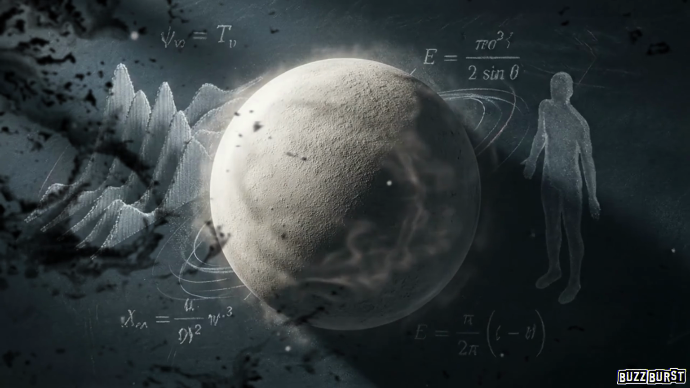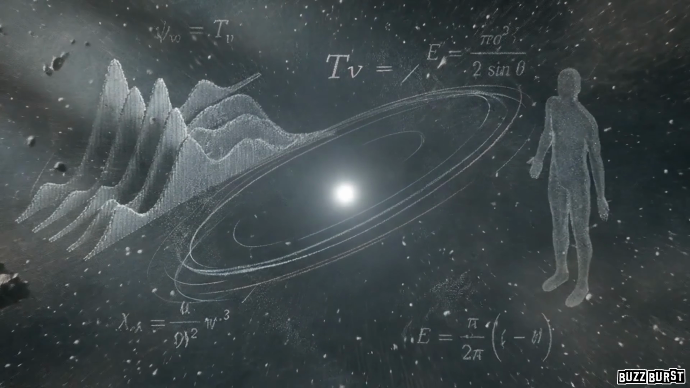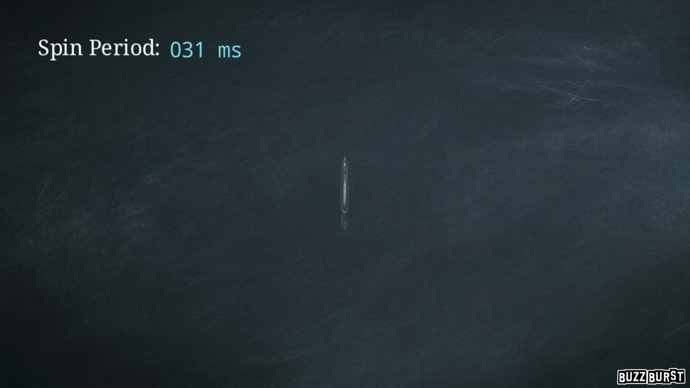When a star with up to 25 times the mass of our Sun exhausts its nuclear fuel, it undergoes a catastrophic core collapse. The resulting remnant, a neutron star, concentrates nearly double the mass of the Sun into a sphere roughly 12 miles in diameter. To conserve angular momentum, this city-sized object spins at incredible speeds, often completing a rotation every few milliseconds.